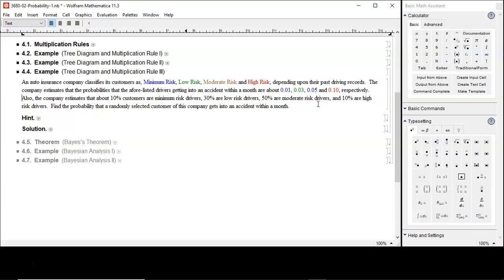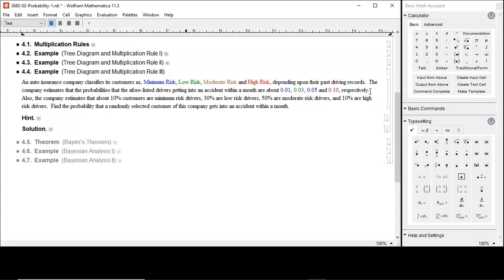So, what kind of probabilities are these? Are these conditional probabilities, or are these just straight up probabilities? Straight up getting a collision? Straight up probability of getting into an accident? In that case, why are there 4 of them? The answer: these are conditional probabilities.